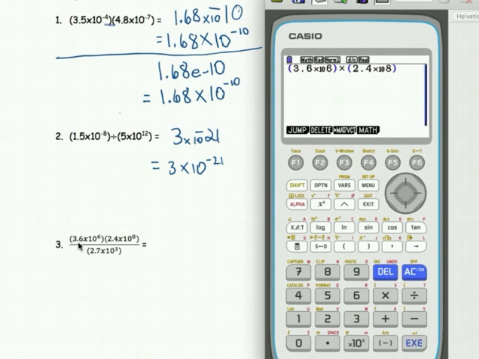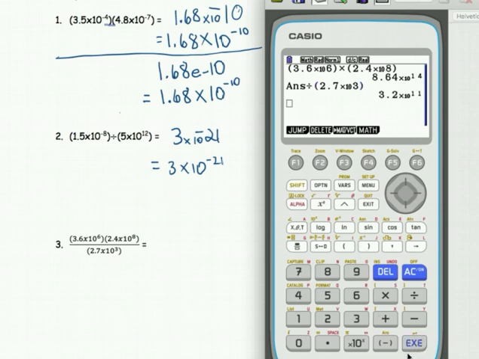Okay, so hit equals. I get a big scientific notation value. So then I'm going to divide. It's taking my previous answer, divide bracket 2.7 times 10 to the 3 and hit equals. Okay, so I got 3.2 times 10 to the 11.